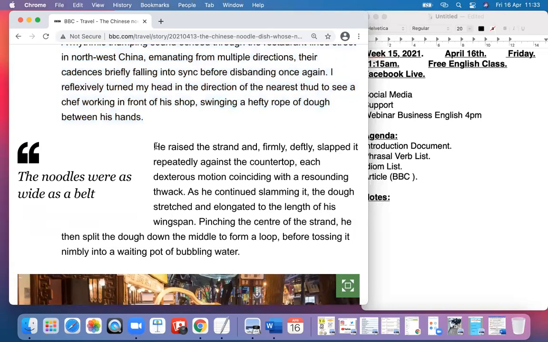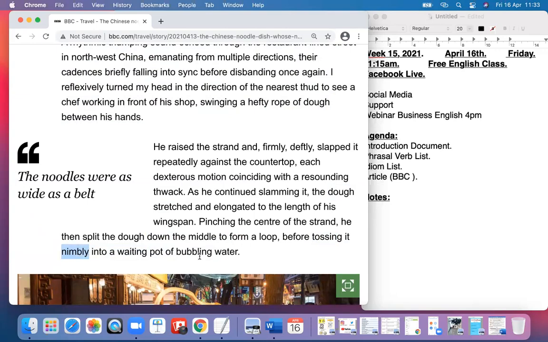The next paragraph, he raised the strand and firmly, deftly slapped it repeatedly against the countertop, each dexterous motion coinciding with a resounding thwack. So this is very, very advanced. As he continued slamming it, the dough stretched elongated to the length of his wingspan, pinching the center of the strand. Okay, he then split the dough down the middle to form a loop before tossing it nimbly into a waiting pot of bubbling water.